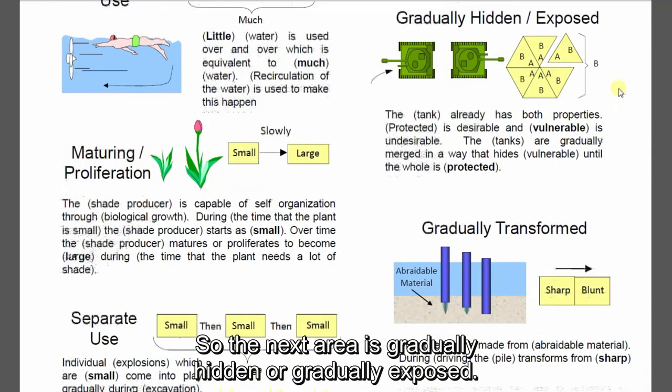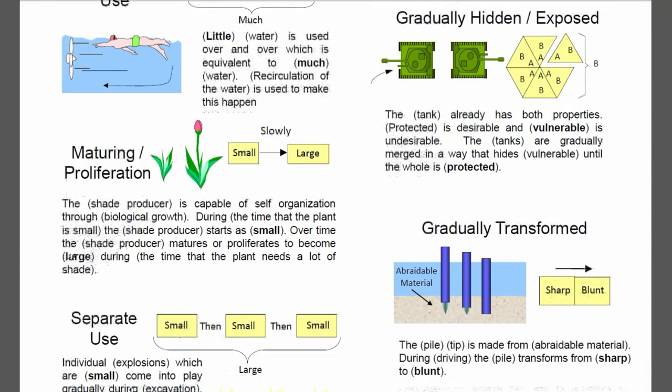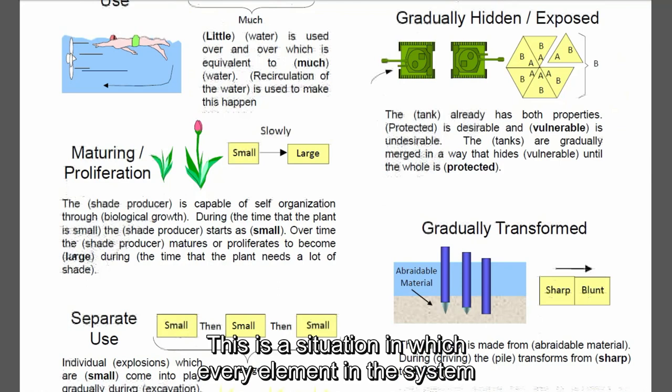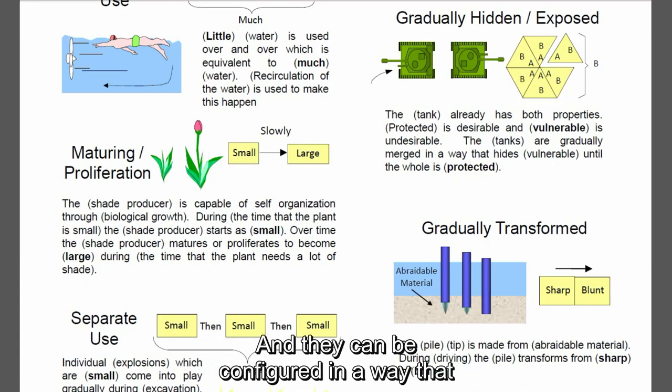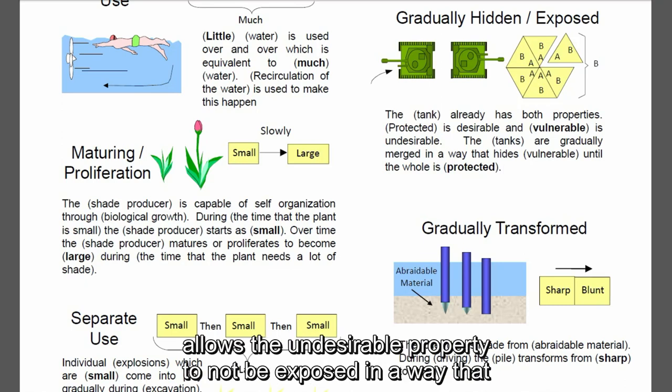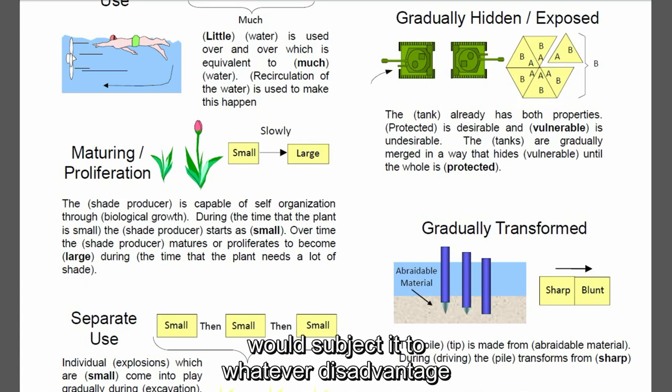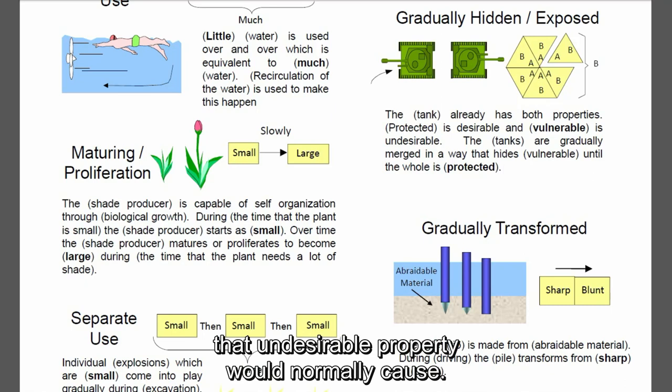So the next area is gradually hidden or gradually exposed. This is a situation in which every element in the system has both the desirable property and the undesirable property. And they can be configured in a way that allows the undesirable property to not be exposed in a way that would subject it to whatever disadvantage that undesirable property would normally cause.